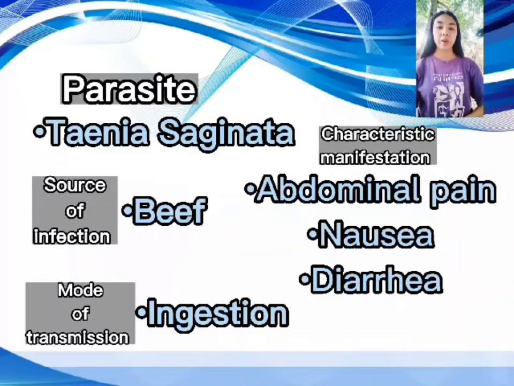Now, we are going to identify the source of infection, mode of transmission, and characteristic manifestation of the parasite. Taenia saginata, source of infection, beef. Mode of transmission, ingestion. Characteristic manifestation is abdominal pain, nausea, and diarrhea.